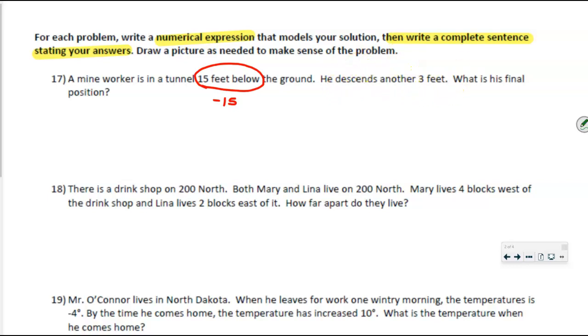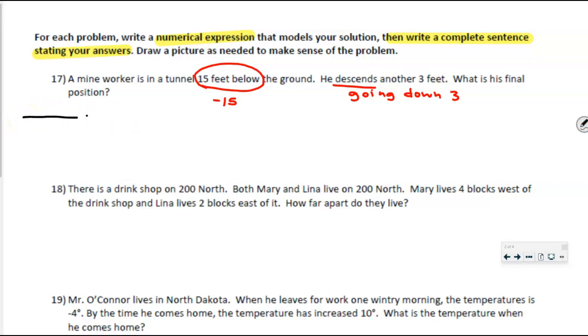Kyron, he is going down. Descend means he's going down. So if he's already at negative 15 and he's going down 3 feet, what is his final position? That's an easy one to answer. It's harder to write the expression. So where is he? If he's at negative 15 and he goes down 3 more, where is he going to be? And if you're struggling, draw a picture.